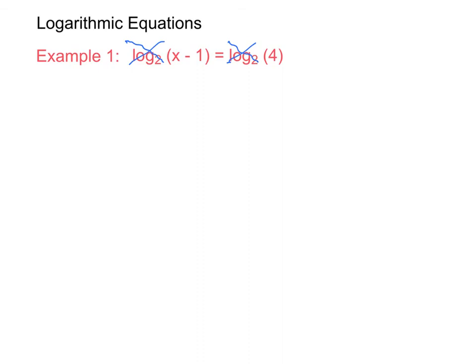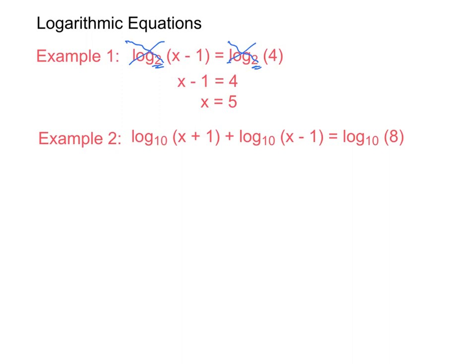Now be careful, you can only do this when the bases are the same. And notice, this is base 2, this is base 2. If these bases are not the same, you can't do this. But so long as the bases are the same, you can do this. Which gives us x minus 1 equals 4, solve for x, and x comes out equaling 5.